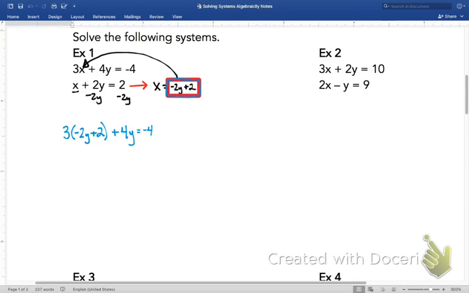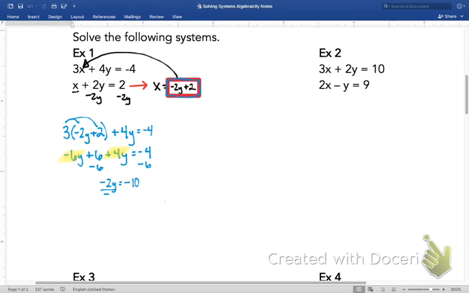Now it just becomes solving for a variable. I'm going to solve everything for y. So I need to distribute the 3. I'm going to have negative 6y plus 6 plus 4y equals negative 4. Combine like terms, and I'm going to do two things at once: combine like terms and send the 6 over to the other side. So I'm going to have negative 2y equals negative 10.